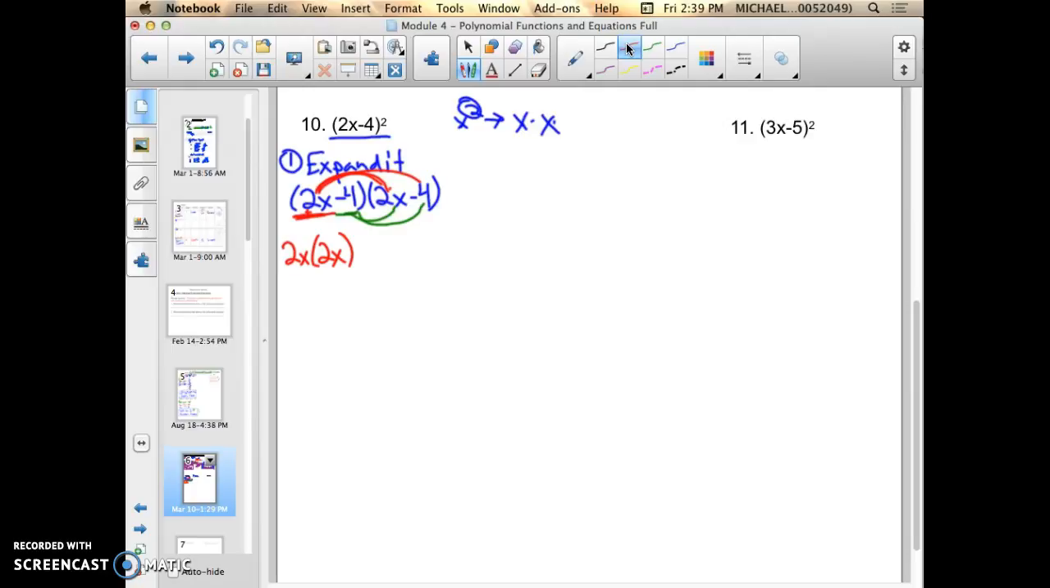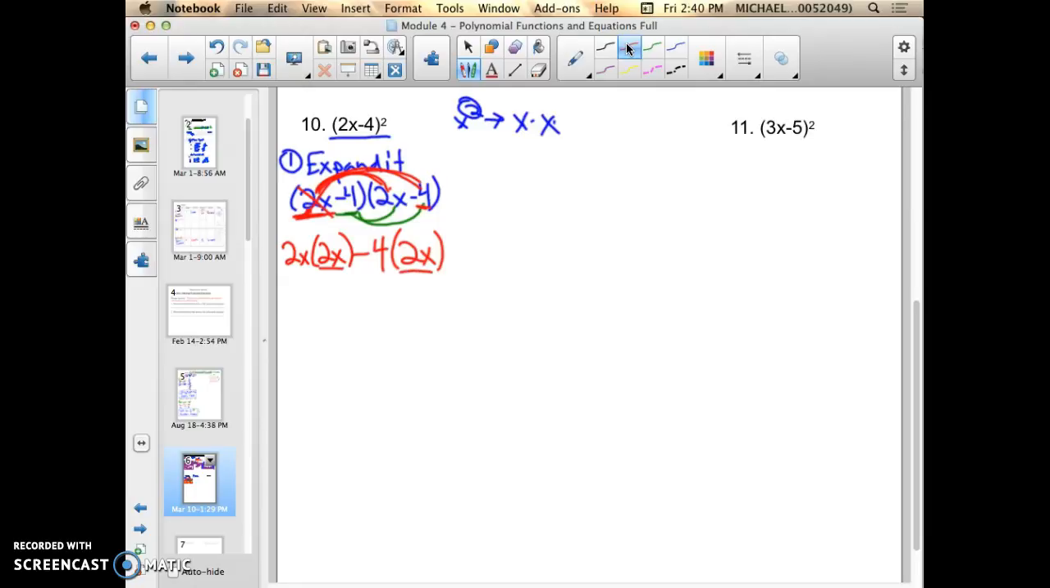That's that first part. Then 2x times a negative 4. So in this case, I'm going to write this first. I have minus 4, negative 4 times 2x. That's that thought process as well. So I am done with this term. I no longer need to look at that term. I've laid it out twice here for multiplication.